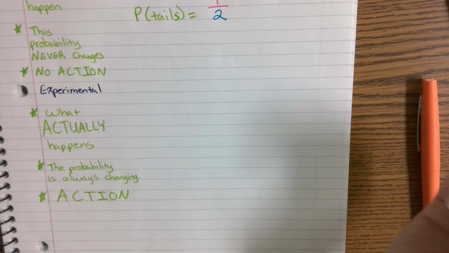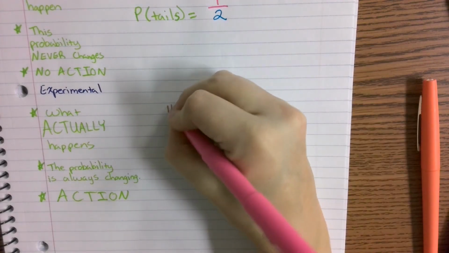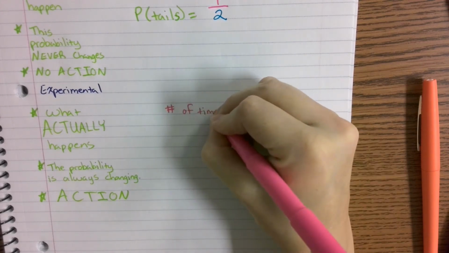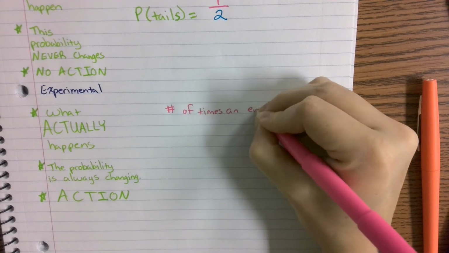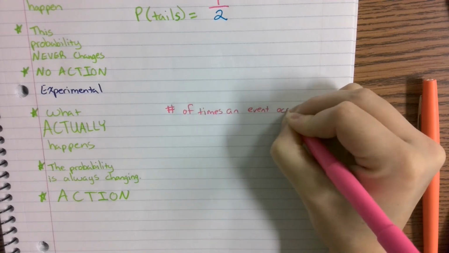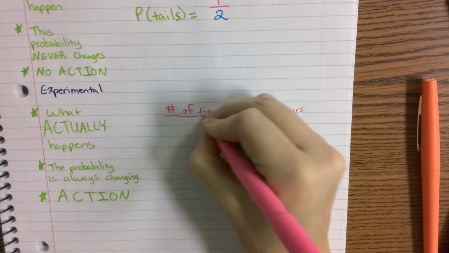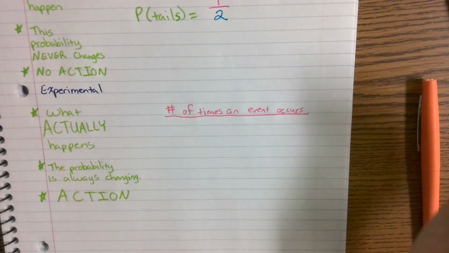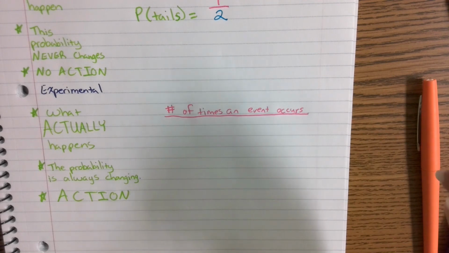Now, with experimental probability, this is the number of times an event occurs. And now it's based off of your total number of trials.